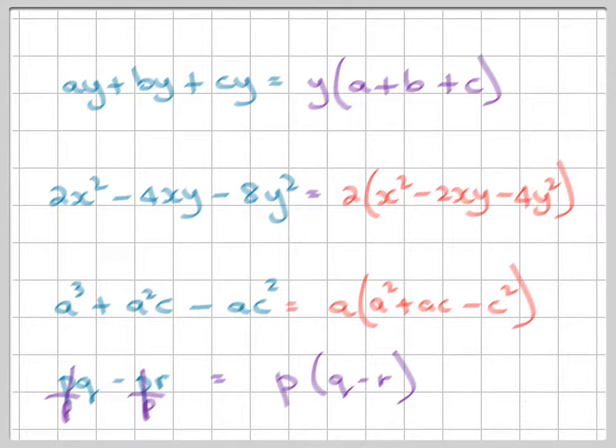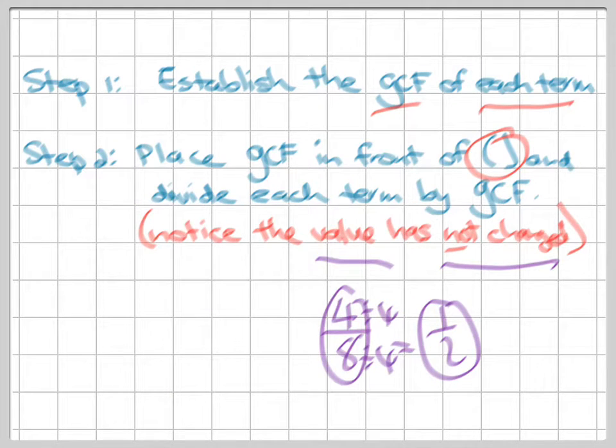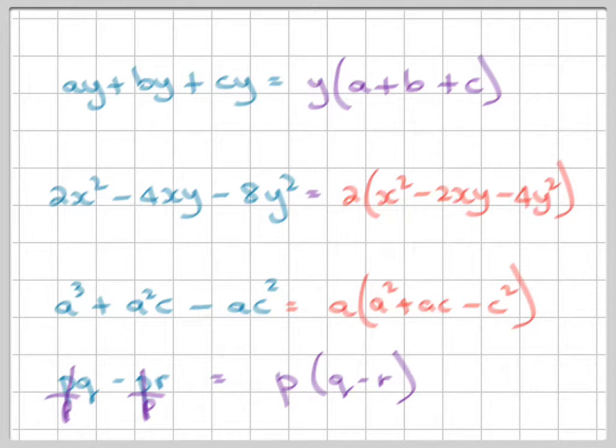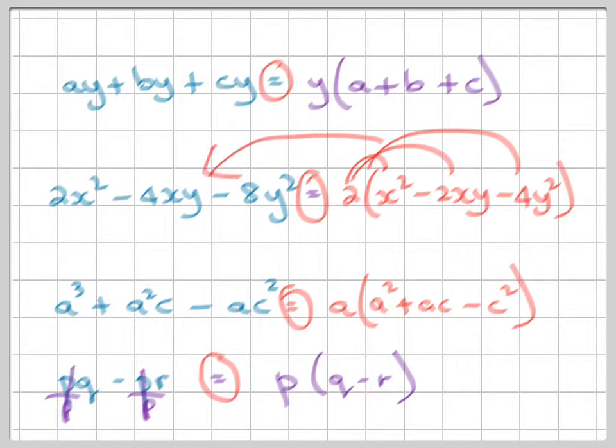So you've got an idea how to remove the greatest common factor and place it outside. And you can also see exactly true to our rule earlier where it said, notice the value has not changed. This equal sign here means they are still equal. Like when I showed you 4/8 equals a half. They're still equal. If you were to work this back in there, you'd end up with that. Same with this. You'd end up with that.